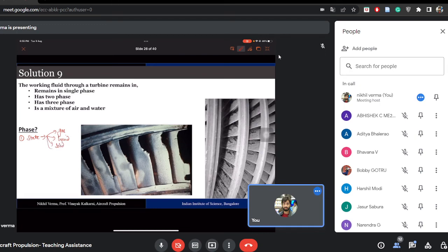For a two phase, it means you have a mixture of either gas plus liquid, liquid plus solid, or gas plus solid. So in a gas turbine, we have a single phase only, that is a gas.